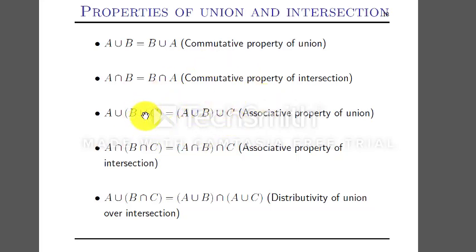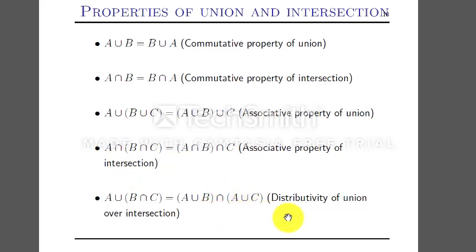Either we take the calculation of these two sets first, then with this, or we take the calculation of these two sets first, then with this. The answer will be the same. There will be no change if we change the order of calculating our terms. Similarly, the associative property of intersection also holds.